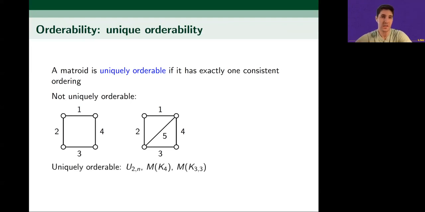There are, of course, uniquely orderable things. So U2N, for example, when all of your circuits are size 3, everybody is adjacent. There's only one way to do the ordering, make everybody adjacent. MK4 has some larger circuits, but there's enough 3-element circuits that it's uniquely orderable. I included MK33 because now there are no 3-element circuits, and so it's a little more interesting. But the pattern continues: 3 connected, uniquely orderable; not 3 connected, obviously not uniquely orderable.